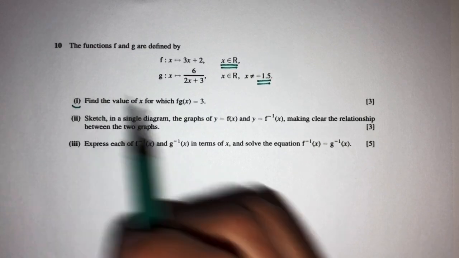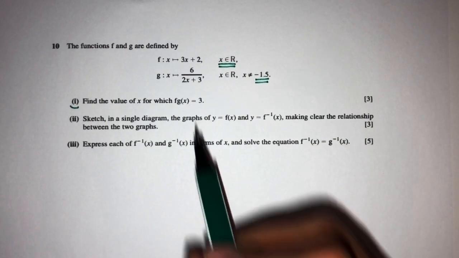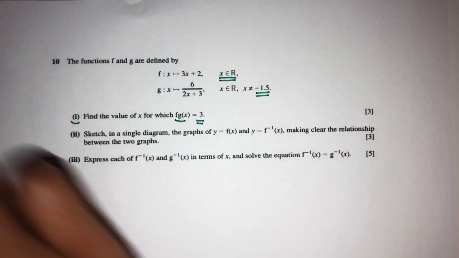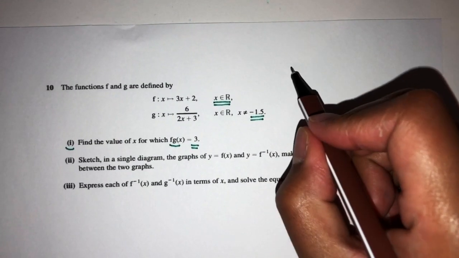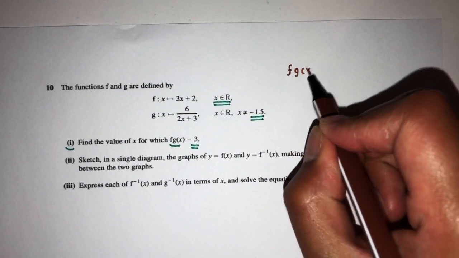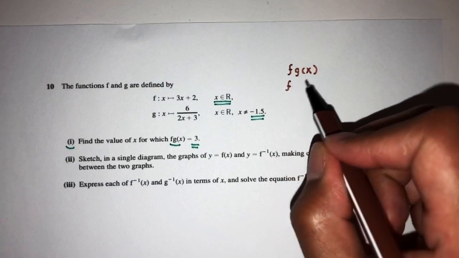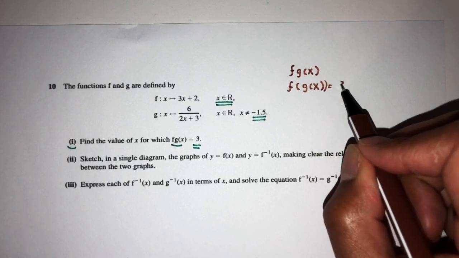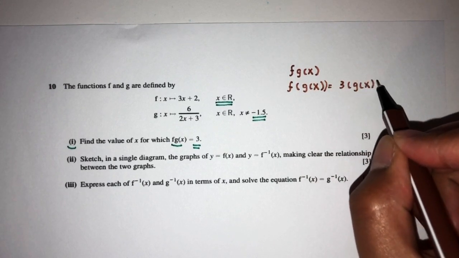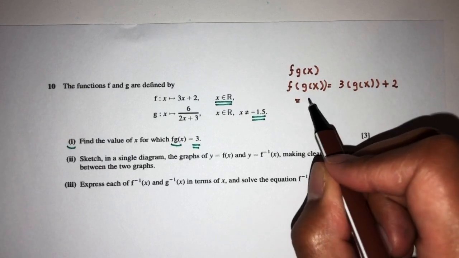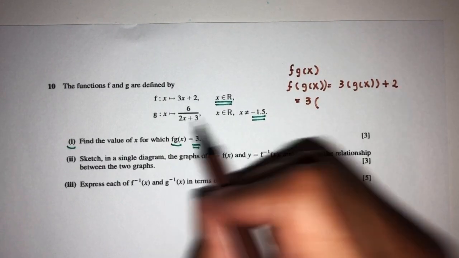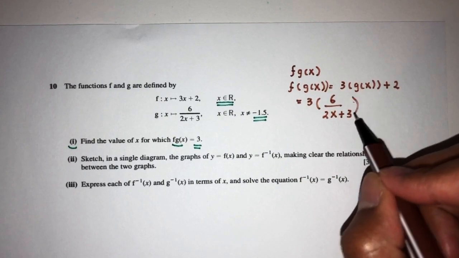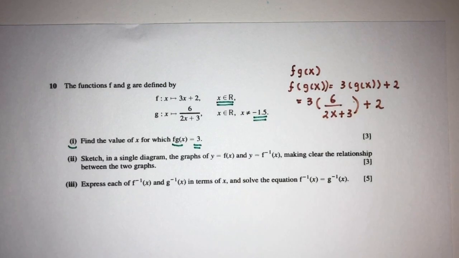Now part 1 of the question: we have to find the value of x for which f g of x is equal to 3. So step by step, let me do this over here. First we have to find out what f g of x is. Pretty easy, that will be f, put g of x inside of f. That will give you 3 times g of x plus 2. 3 times g of x is 6 over 2x plus 3, and then plus 2. That is the value that we have for f g of x.